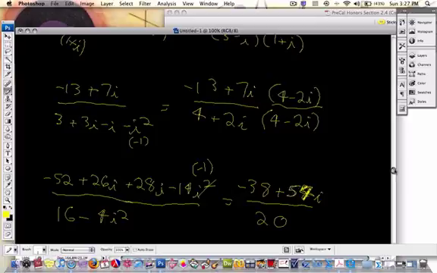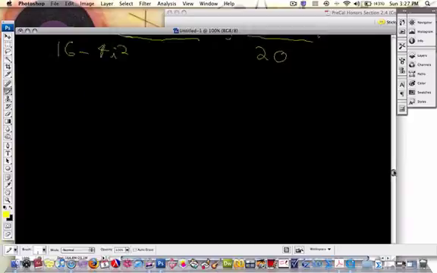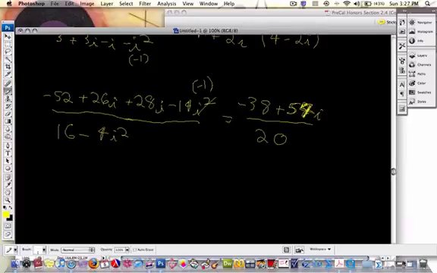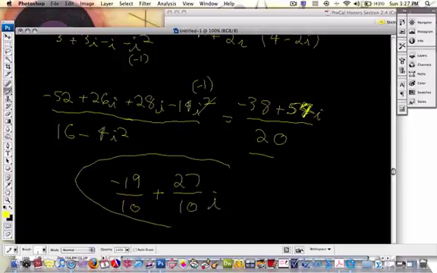And the last step would just be to separate these two terms, which we can do now that we have just a single term in the denominator. You can write it as negative 19 over 10 plus 27 over 10 i. There you go.